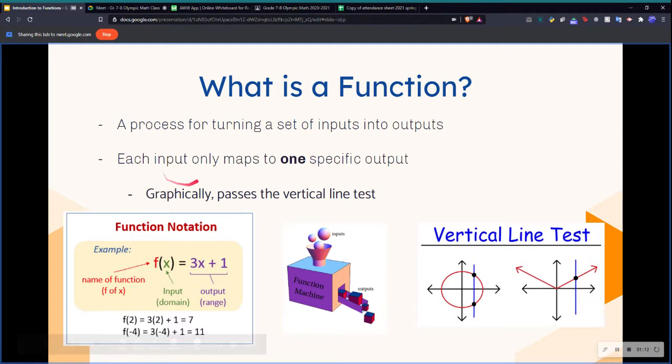And this is a special feature of a function. Each input only maps to one specific output. What does that mean? It means that for each input, you only get one specific output out of that. If you get two, that means it's not a function anymore.